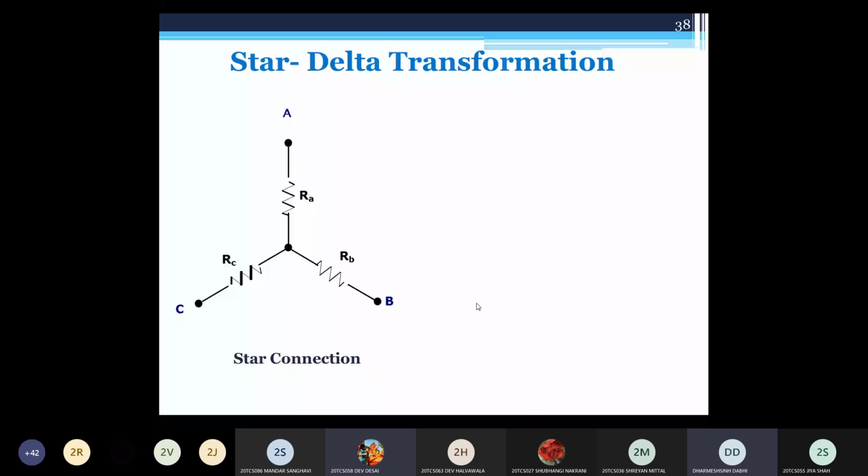I mean distribution. Have you learned the polyphase circuit in your physics subject in your 12th standard? Polyphase circuit or three-phase circuit? No, sir. Okay, okay.